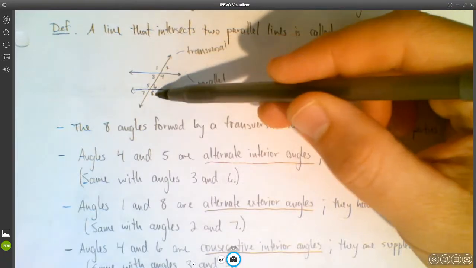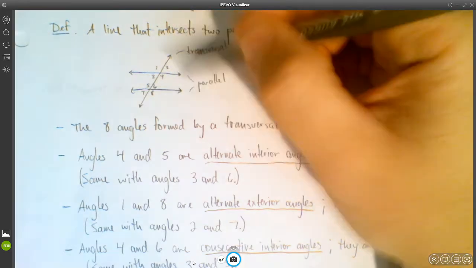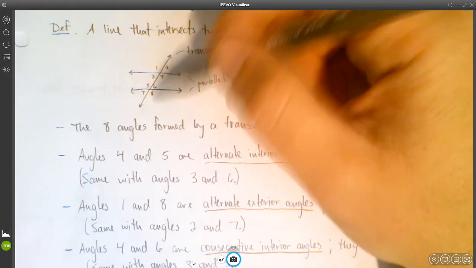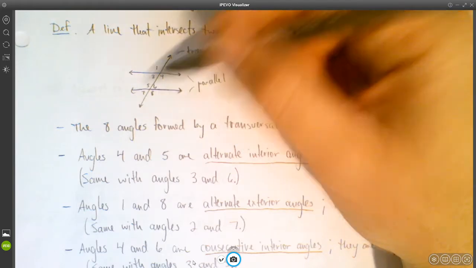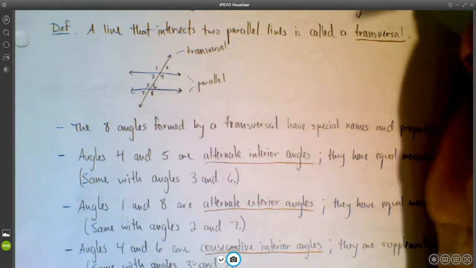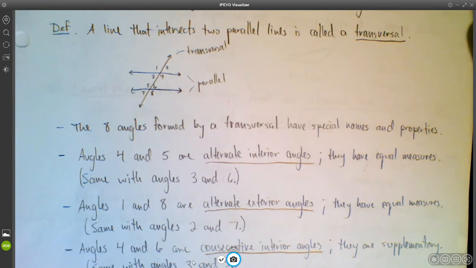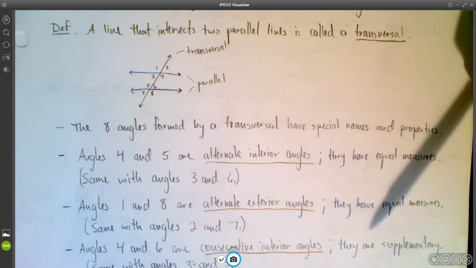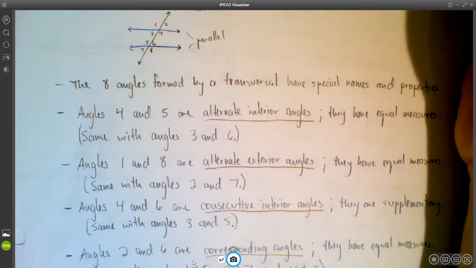Angles 1 and 8 are alternate exterior angles. They're on the outside of the box that's formed by the transversal, but they're alternate because, again, they're on opposite sides of the transversal. So 1 and 8 are alternate exterior angles, and 7 and 2 are also alternate exterior angles. Just like alternate interior angles, alternate exterior angles have equal measures. So angle 2 is the same as angle 7, and angle 1 is the same as angle 8.